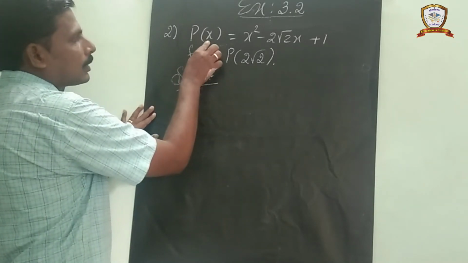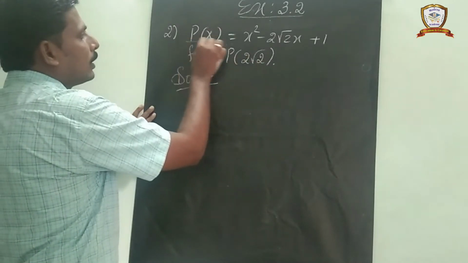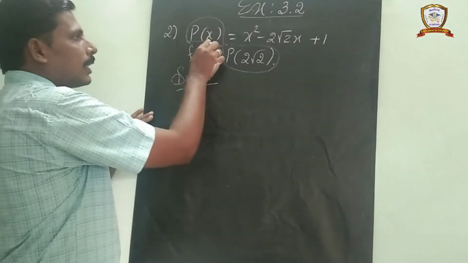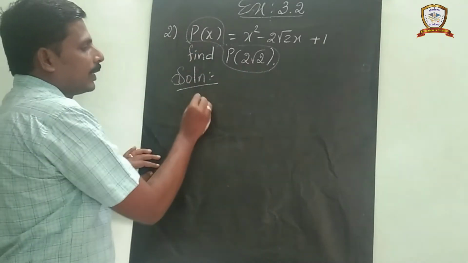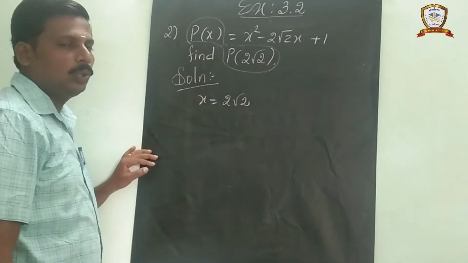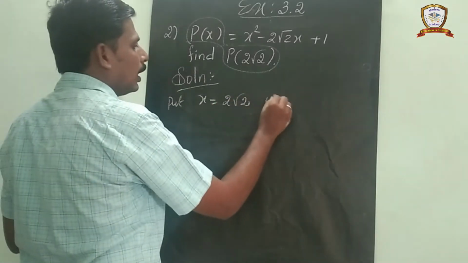Here p of x, here p of 2 root 2. Compare these two. Here x, here 2 root 2. So x is equal to 2 root 2. Put x is equal to 2 root 2 in the equation.